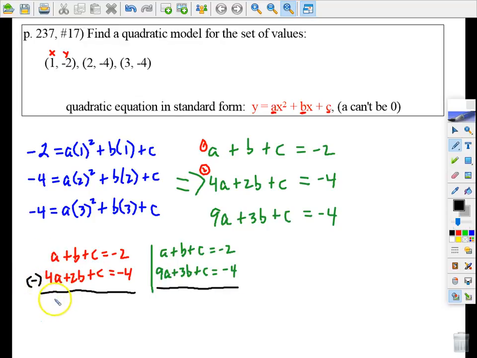All right, and eliminating c can be done in both cases with subtraction. So 1 minus 4a is -3a. 1 minus 2 is -1b. And -2 minus -4, just got to be careful here. -2, it's really +4, is +2. Okay, subtraction over here as well. 1 minus 9 is -8a. 1 minus 3 is -2b. And -2 minus -4, also 2.